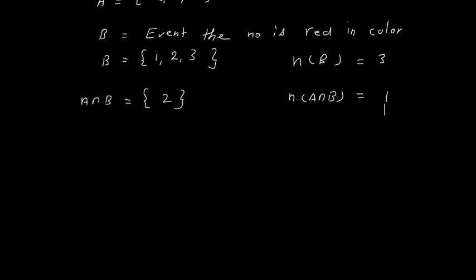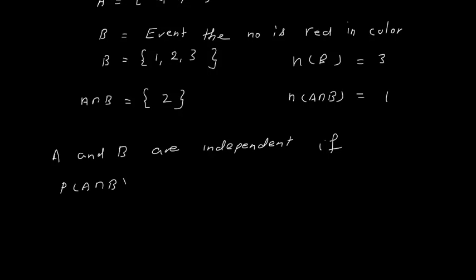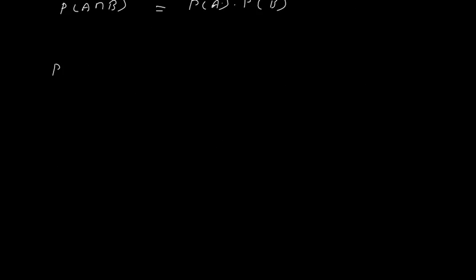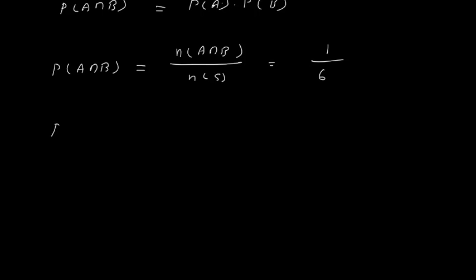I will say that A and B are independent if probability of A intersection B is equal to probability of A into probability of B. So let us find probability of A intersection B first. Probability of A intersection B is number of A intersection B divided by number of sample space. Number of A intersection B is 1 and number of sample space is 6, so it is 1 by 6. We will consider this as equation 1.